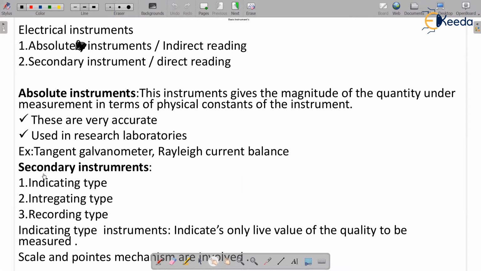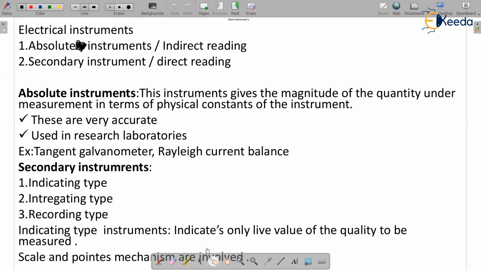Now let's come to secondary instruments. There are three types of secondary instruments: indicating instruments, integrating instruments, and recording type instruments. Indicating instruments require what? Only live values of the quantity to be measured.